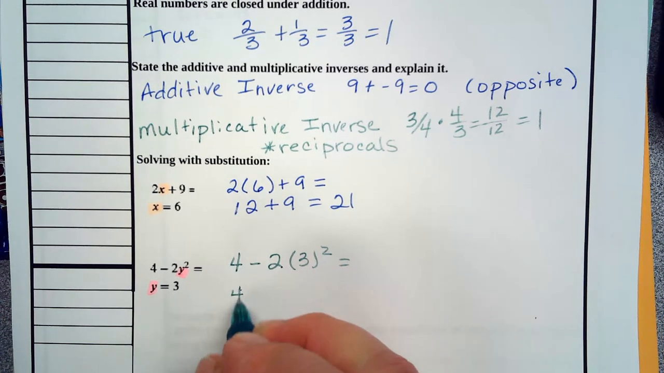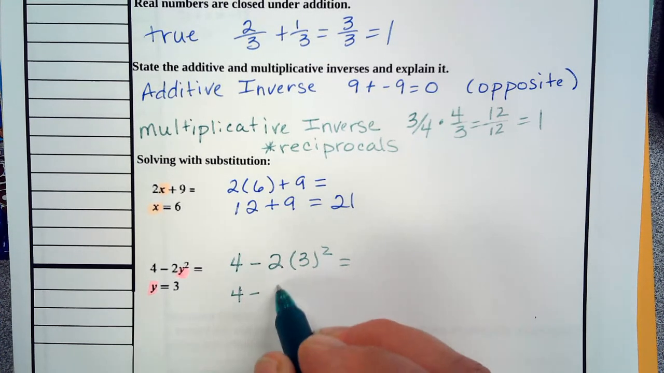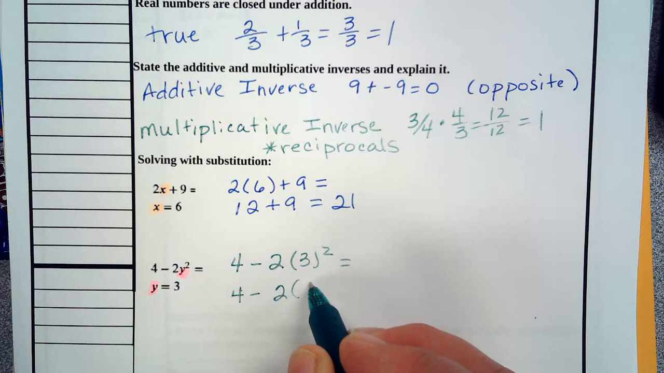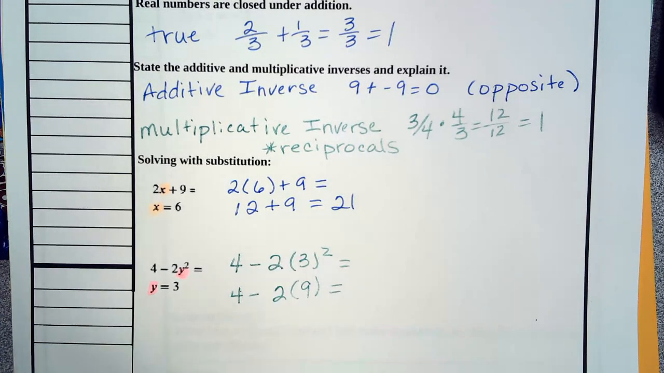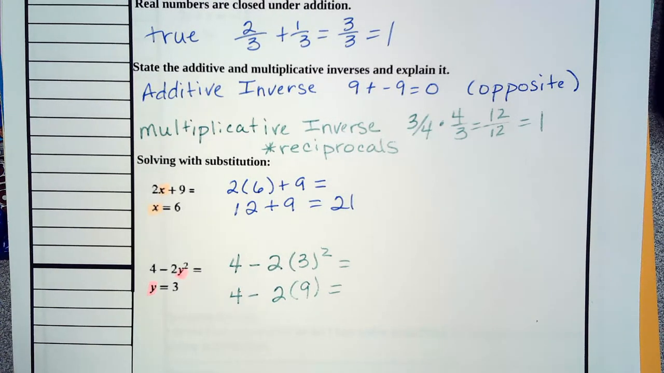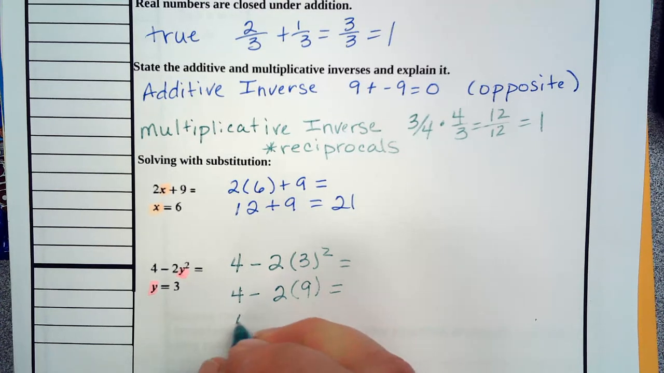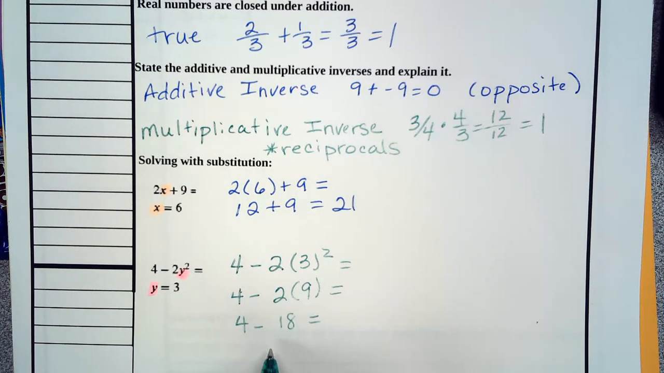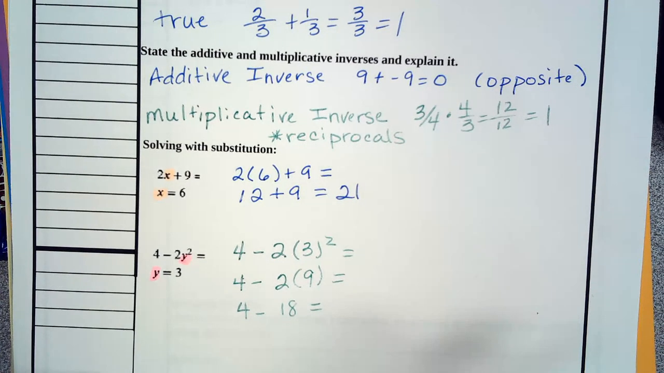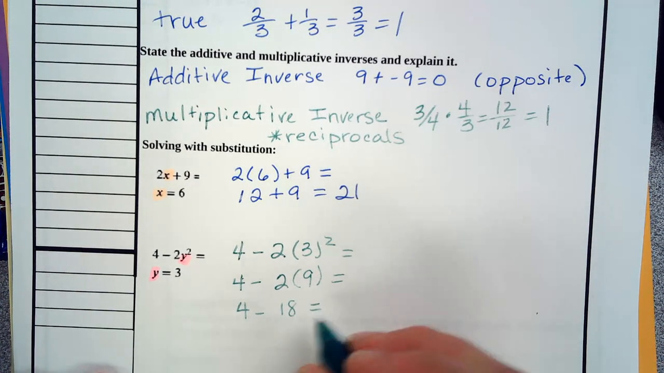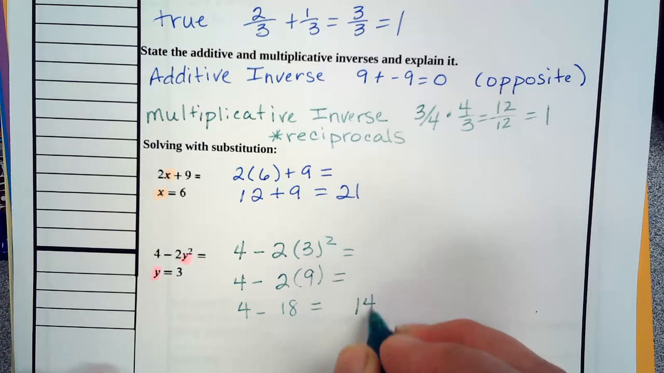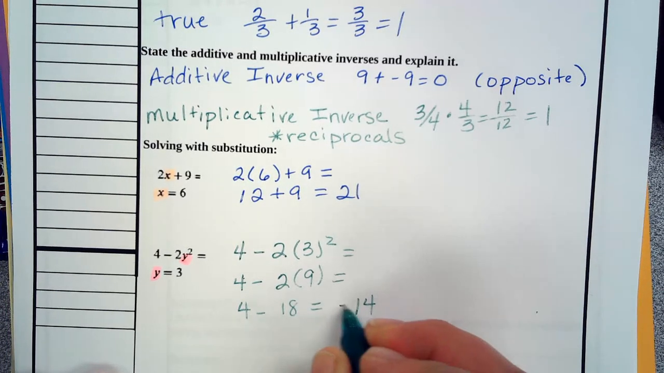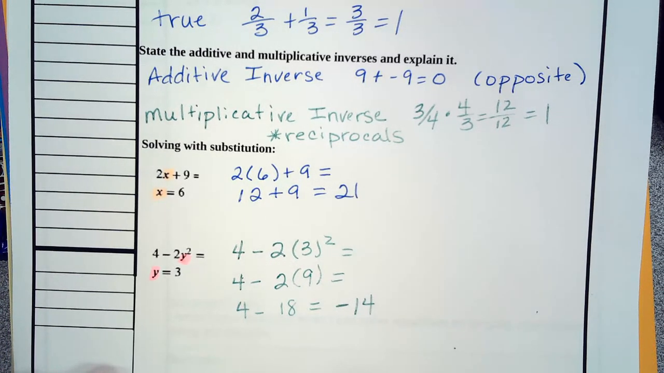Okay, 4 minus 2, and then 3 squared is 9. 4 minus 18. They're opposite signs, so I'm going to subtract. 18 minus 4 is 14, but the 18 is negative, so it's going to be a negative 14.